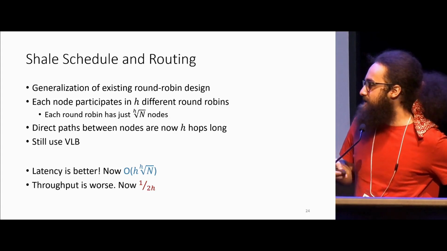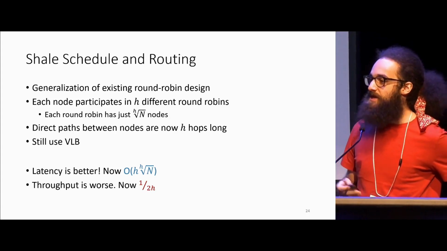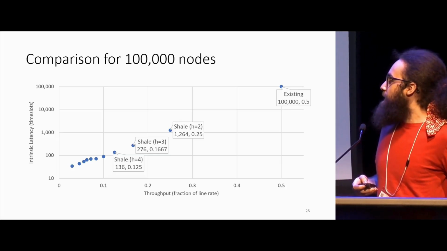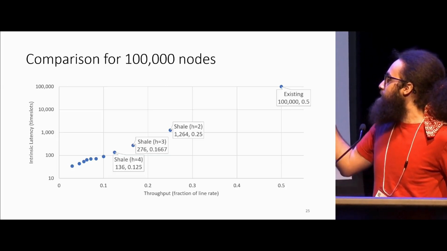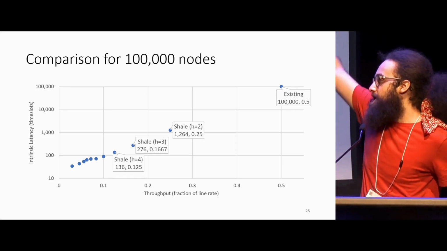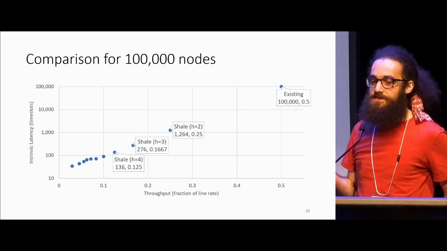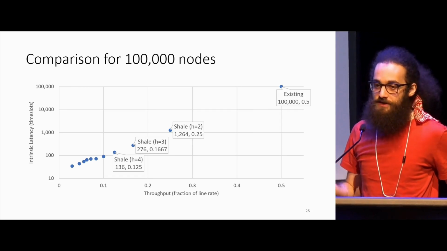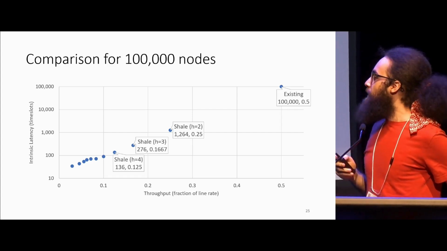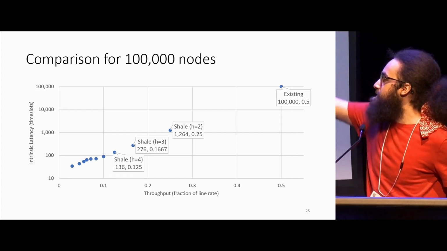So in order to understand if this trade-off is good, let's put some actual numbers to this. Here is a graph of different tunings of Shale for 100,000 nodes. On the x-axis, we see the throughput. We want the throughput to be high. On the y-axis, we see the intrinsic latency, or the latency that's purely due to the schedule and the routing scheme, ignoring queuing and propagation delay for now. And we want that to be low. Also note that the y-axis is on a log scale.